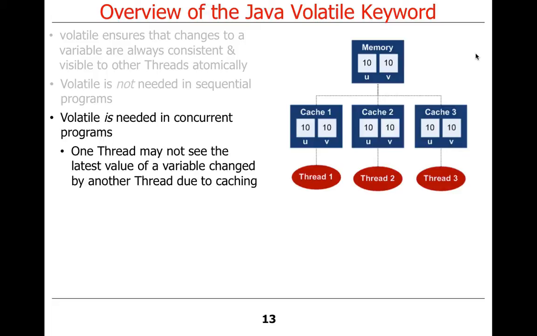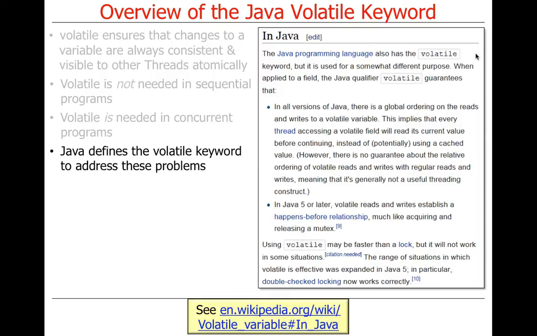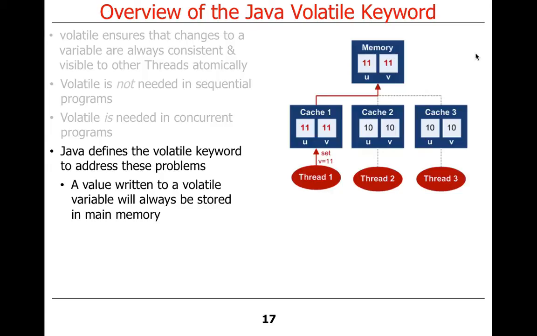So here we have a program, and currently you have 3 threads with different values and 3 caches. This thread sets the non-volatile value to 11, and this thread shortly thereafter reads the value of U, but this was never propagated up to main memory, so this one reads the old value out of the cache. This can be quite a problem if thread 1 and thread 2 need to coordinate with each other. So Java defines the volatile keyword to address this kind of problem. You can read more about it here, and there's also lots of other material about volatile online.